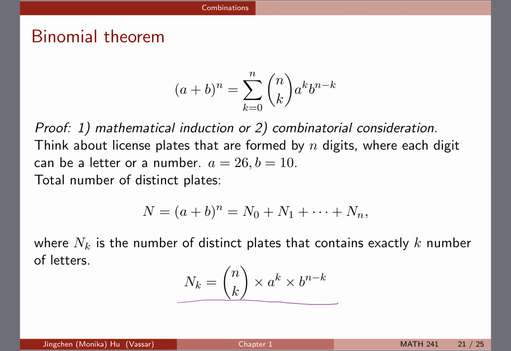Lastly, this is what each N_k is about. We have k letters and n minus k digits, or numbers, I should say. Because you can have duplicated letters or numbers for each digit of the license plate, you have 26 to the power of k, which is based on the generalized rule of counting, and then 10 to the power of n minus k. And don't forget the choose function in front of it, because you need to know how many ways you can have k letters and n minus k numbers.